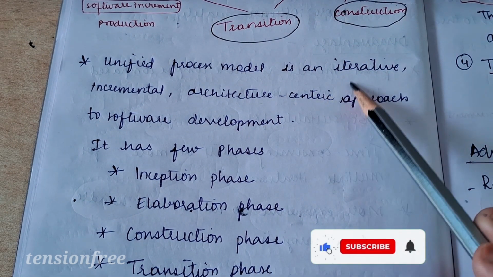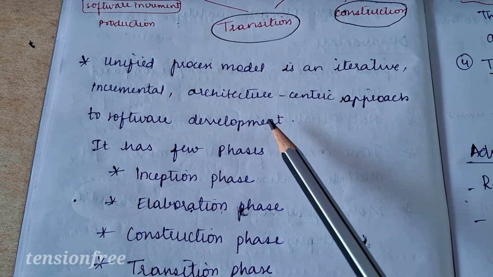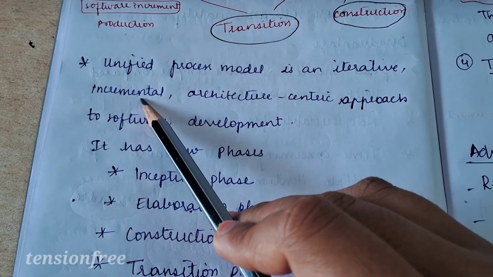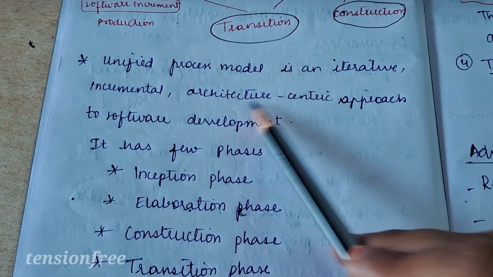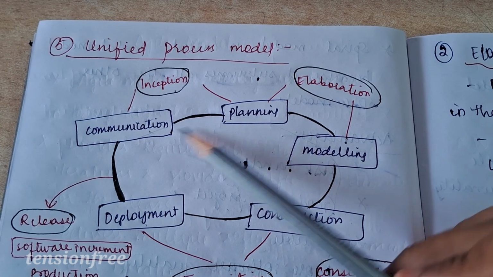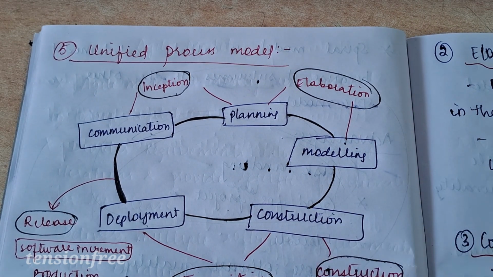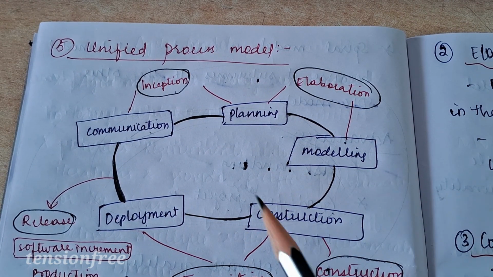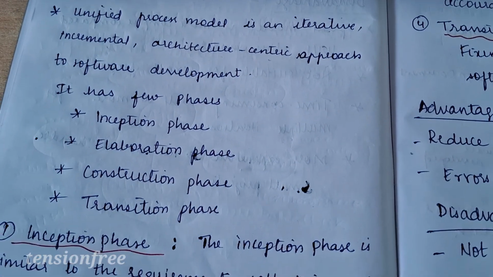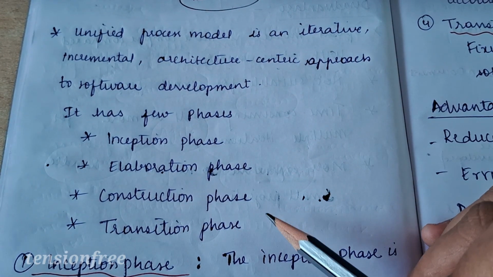The unified process model is an iterative, incremental, and architecture-centered approach to the software development life cycle. Look at this: the architecture is central here, and the phases surround the centered architecture. So it is called an architecture-centered approach. Coming to the phases, we have 4 phases: inception phase, elaboration phase, construction phase, and transition phase.